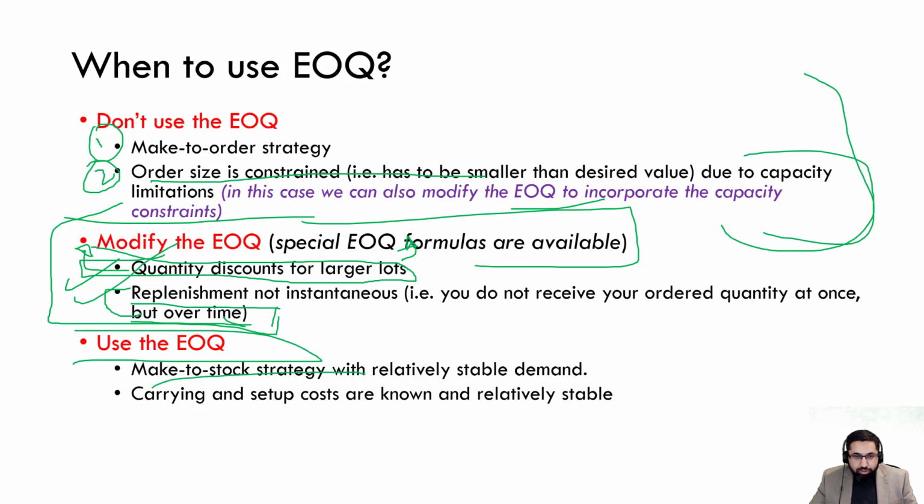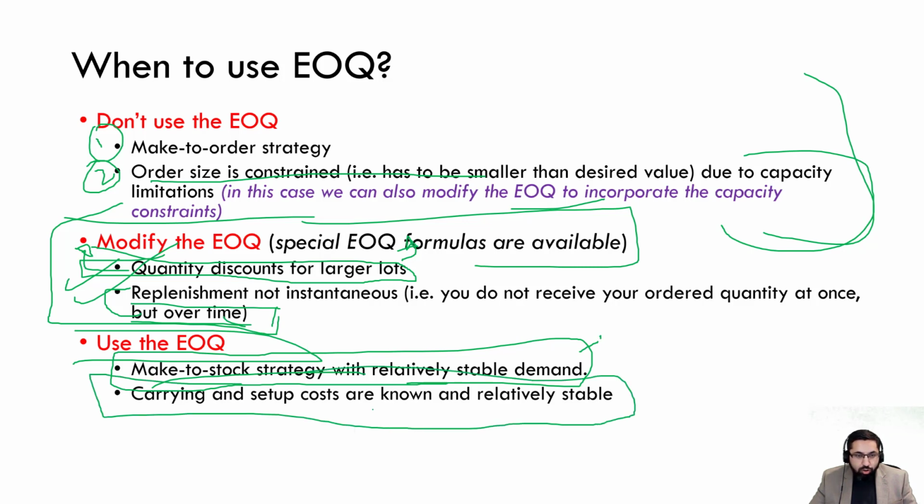If you're doing a make-to-stock strategy with relatively stable demand, or even with uncertain demand, as long as you know what the average demand will be, you can use EOQ. Carrying and setup costs are known. Obviously, you need to know these costs to calculate EOQ, but these are usually known. If you don't know them, go to your accountant, and they would help you figure out these costs.